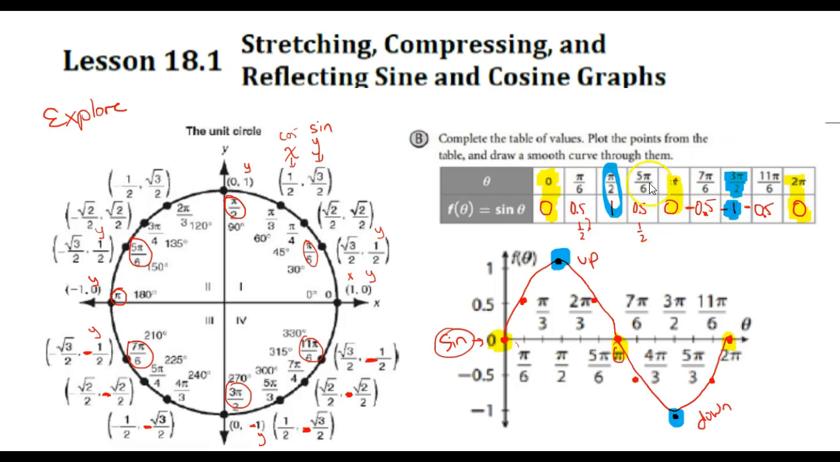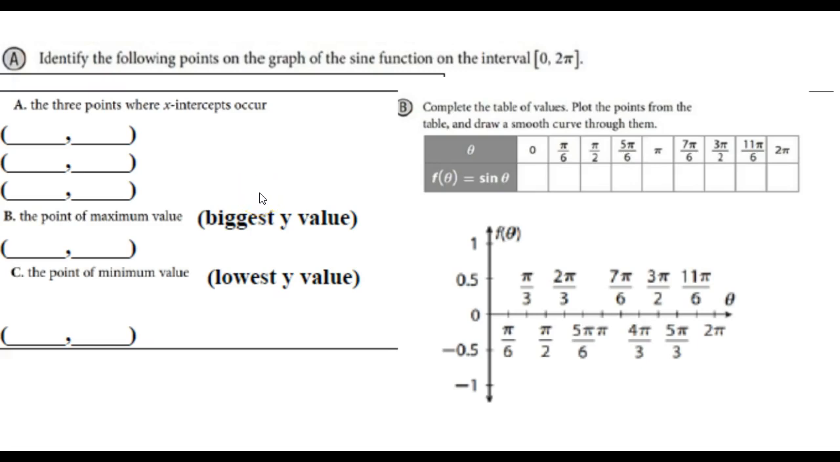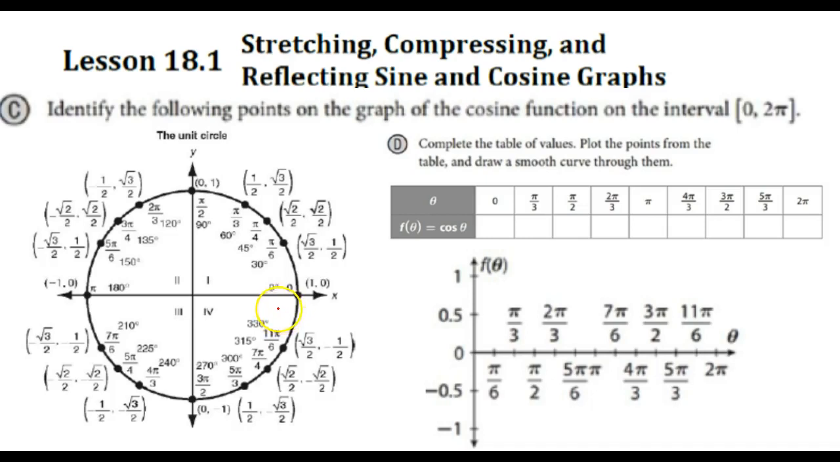So we're just going to record these down over here on our page and move on to the next one. So just so we can record those down, that would be our intercepts from the last page: 0, 0, pi, 0, 2 pi, 0. Our biggest value was pi over 2, 1. And this one would be 3 pi over 2, negative 1. Alright, moving right along, let's go on to finding cosine.